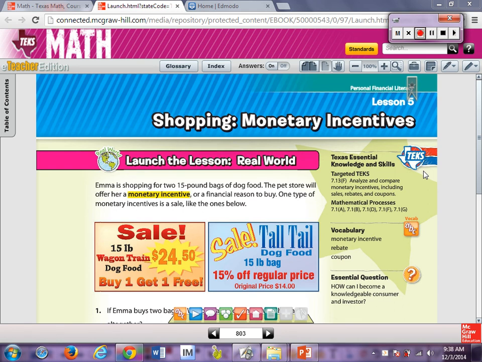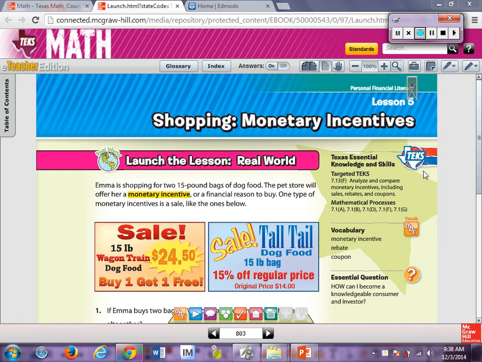Quick reminder, this section may not look familiar to you because it is not in the first workbook. This section is in the second workbook. It's in Chapter 10, Lesson 5, page 803. So remember when you come into class tomorrow to either bring all these pages for this section or to bring your entire second workbook because that's what's going to be used. So let's go ahead and talk about monetary incentives.